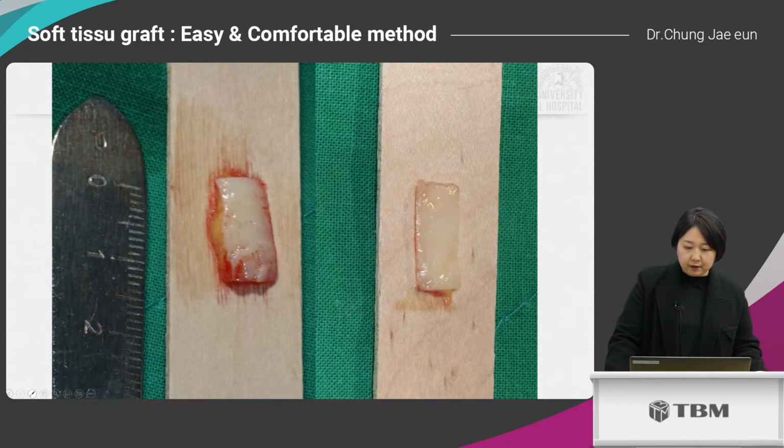And I harvested the graft. This is just after the harvesting, and I did the de-epithelialization and fat tissue removal was done. Look at this graft. This one shows a great even thickness. The DGG is very good for handling, like suture of the graft.